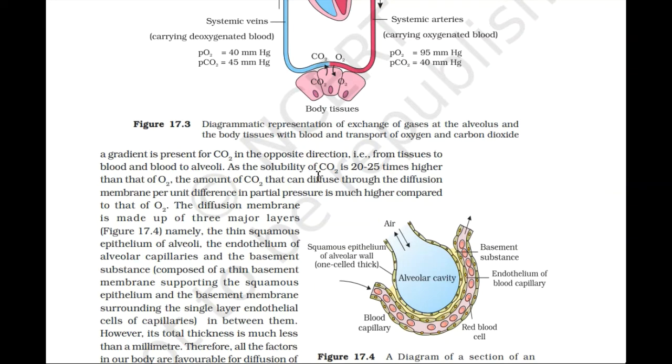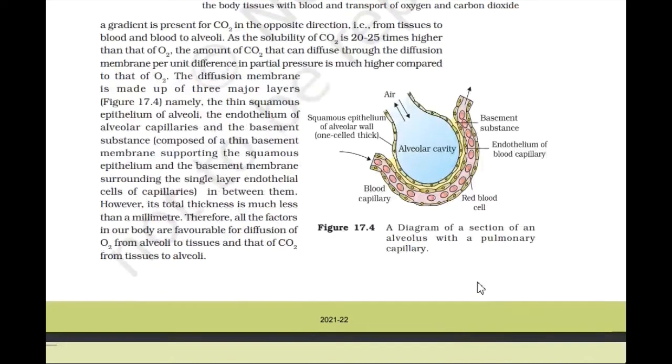alveoli. As the solubility of CO2 is 20 to 25 times higher than that of O2, the amount of CO2 that can be diffused through the diffusion membrane per unit difference in partial pressure is much higher compared to that of O2. The diffusion membrane is made up of three major layers, Figure 17.4. Here they are, showing the diffusion membrane's three layers.